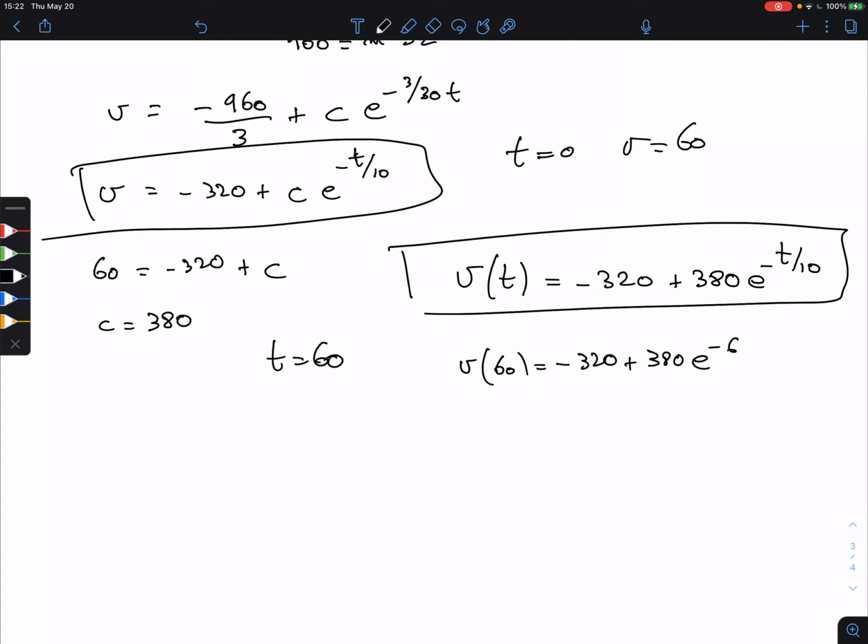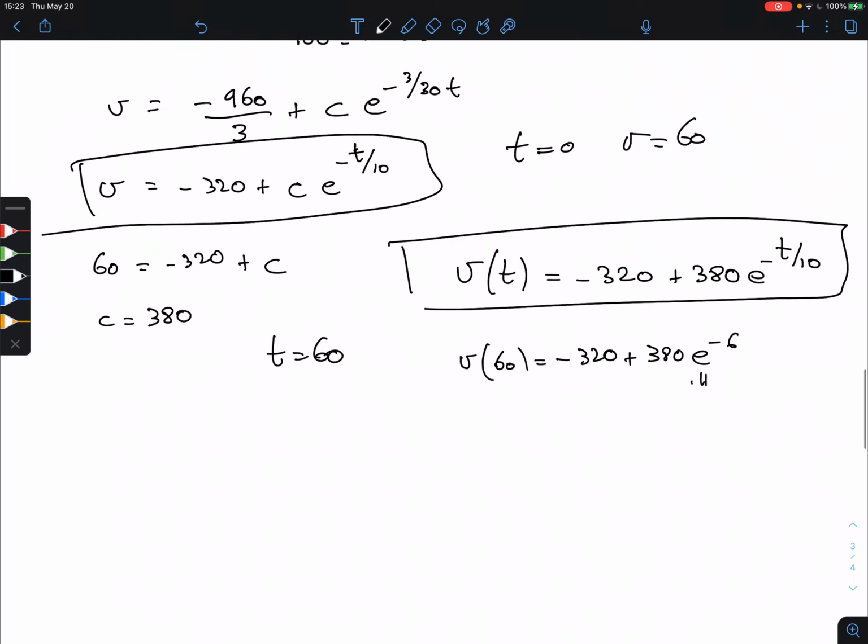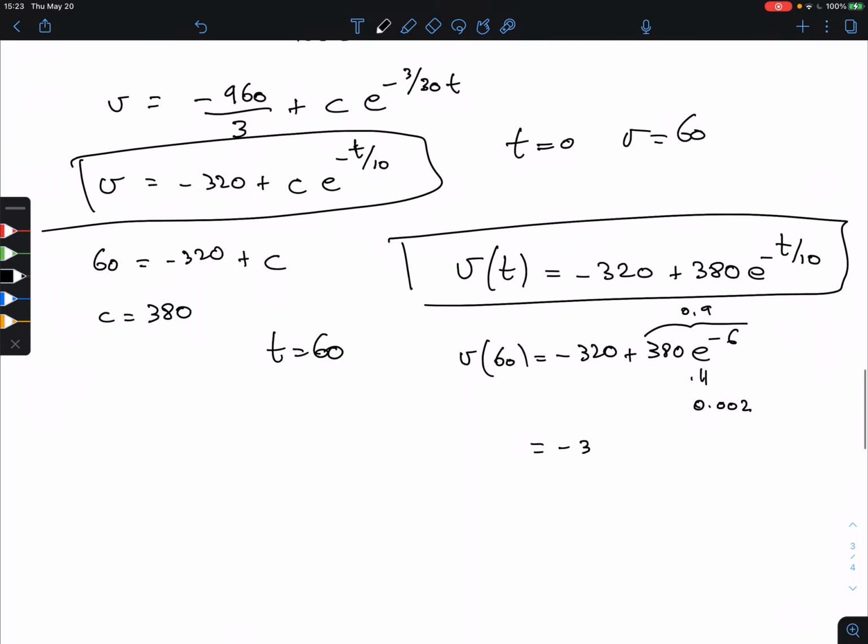Now, e to the minus 6 is a very small number. Okay, you want to know how small? I'll tell you. e to the minus 6 is about 0.002. If I multiply that with 380, this whole quantity is less than 1, it is 0.9. In other words, after 1 minute, you haven't reached the terminal velocity, but you're very, very close. Your velocity is minus 319.1.